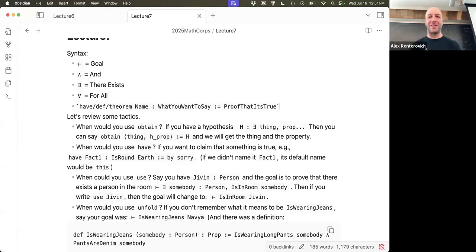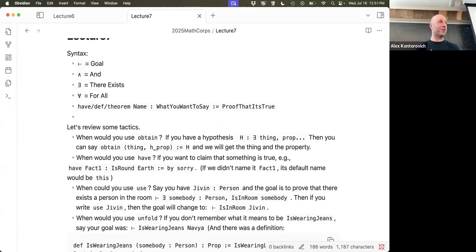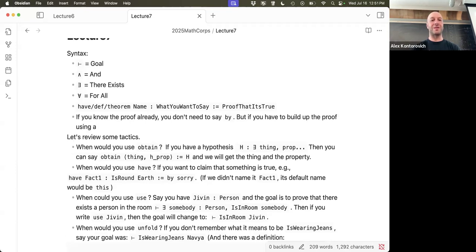Okay, so there are two ways to prove that something is true. If you know the proof already, if you have constructed the proof term, you don't need to say by, you just give the proof. But if you have to build up the proof using a bunch of different facts, then start the proof with by. So let me show you examples of that.